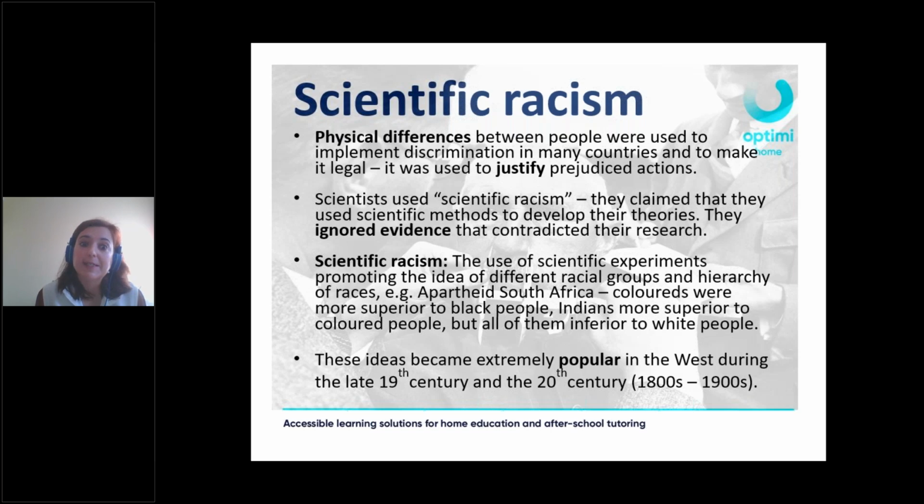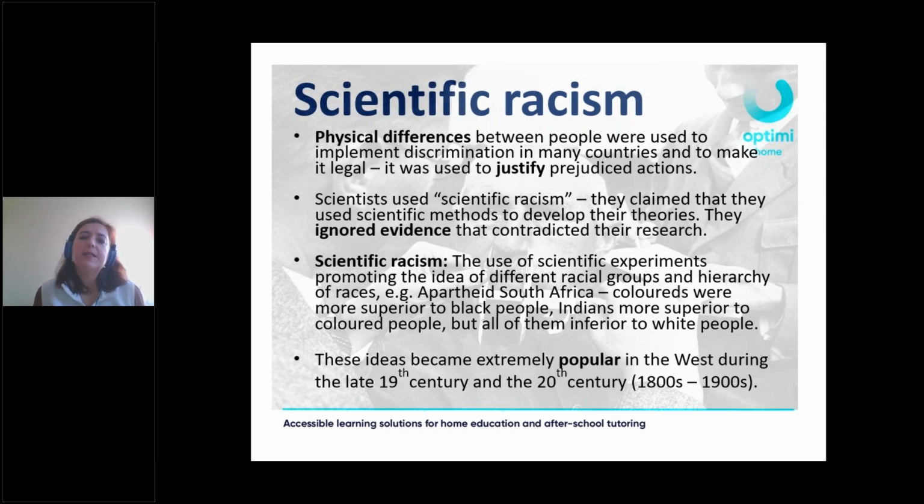If we look at certain examples, apartheid South Africa, in apartheid South Africa, colored people were considered as more superior to black people. Indian people were considered more superior to colored people, but all of them were inferior to white people. But South Africa is one of those countries where you can see that there was a class differentiation between different racial groups and the way that they were treated within apartheid South Africa as well.